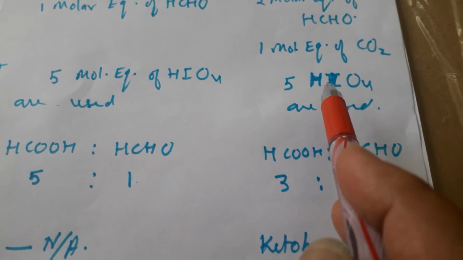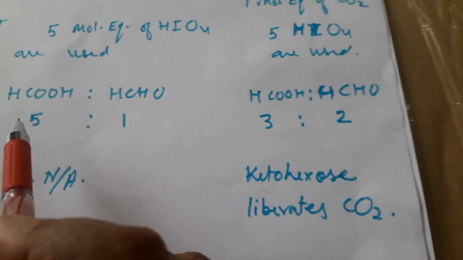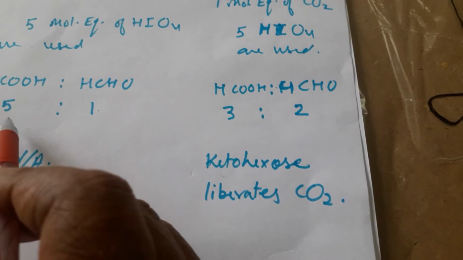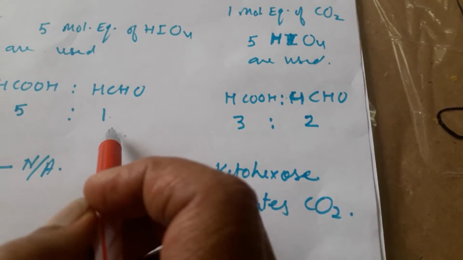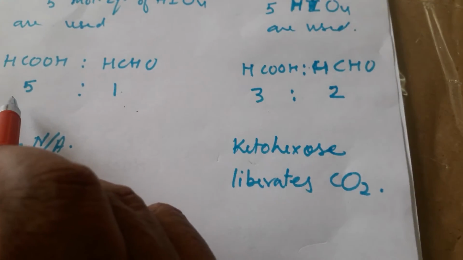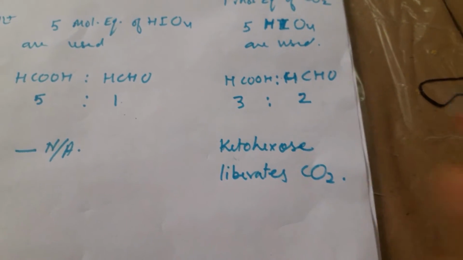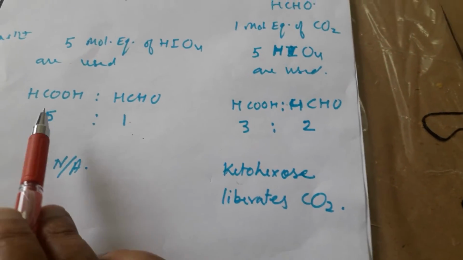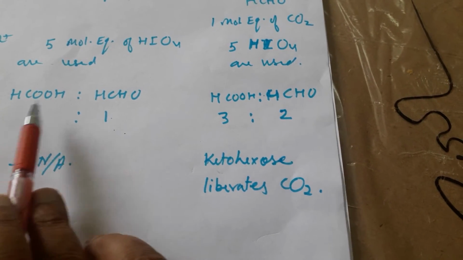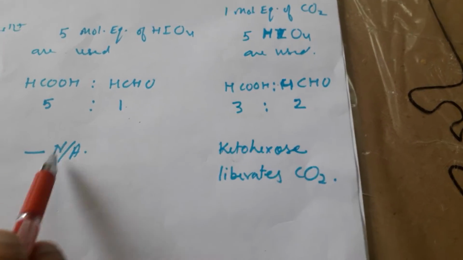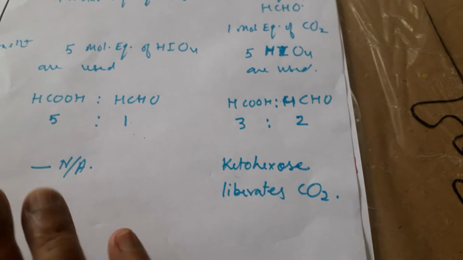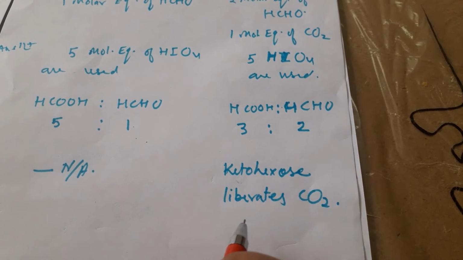5 moles of HIO4 in both the cases we are using. Now here, formic acid and formaldehyde, what is the ratio? 5:1. Formaldehyde is 1 mole, and formic acid is 5 moles. Here 3 moles versus 2 moles, and 1 mole of CO2. It is not counted here because I have asked the ratio of formic acid and formaldehyde in both the cases, and CO2 is not applicable because here CO2 is not released, here CO2 is released.